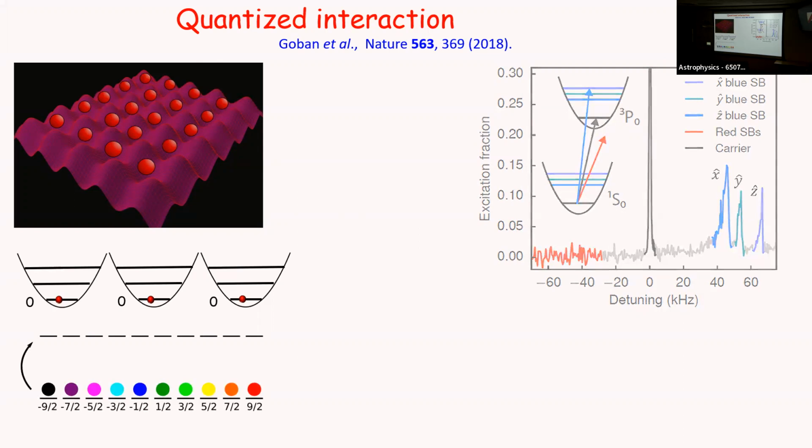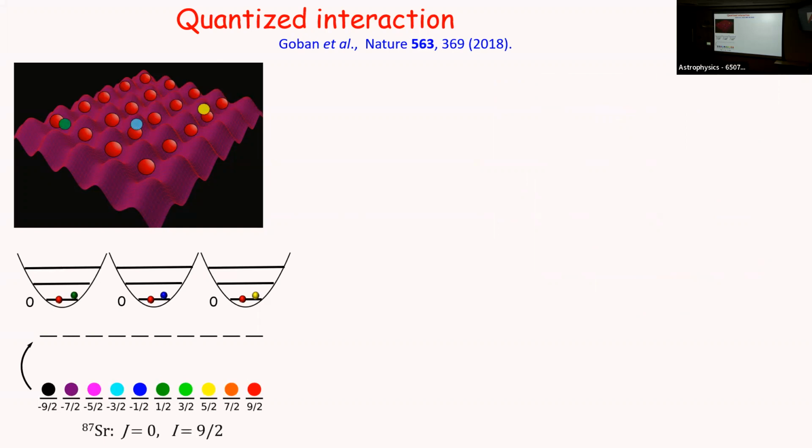It turns out strontium-87, the fermionic strontium, has a nuclear spin of 9/2. So there are 10 different nuclear spin states, but those nuclear spin states do not involve themselves in electronic interactions because those clock states have J equals zero, all electronic momentum is zero. So I of J equals zero. That means these colors can tell these atoms apart because they're sitting in different nuclear spin states, but they do not play a role in how you interact. This is called SU(N) symmetry by our theory colleagues.